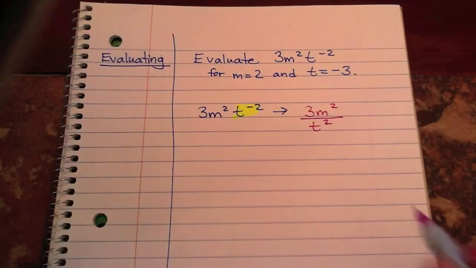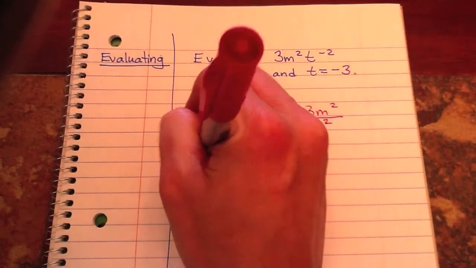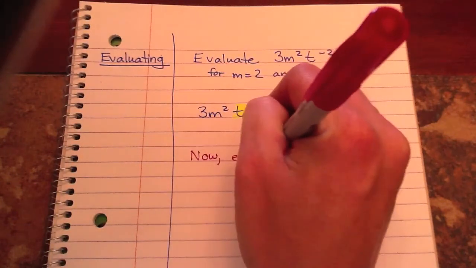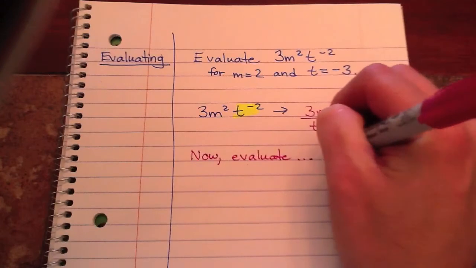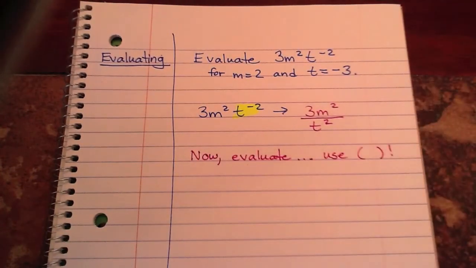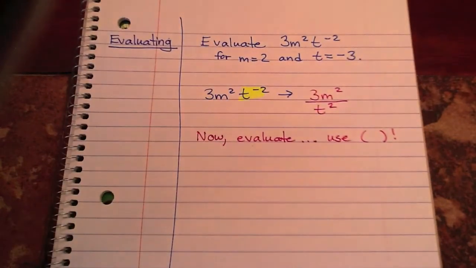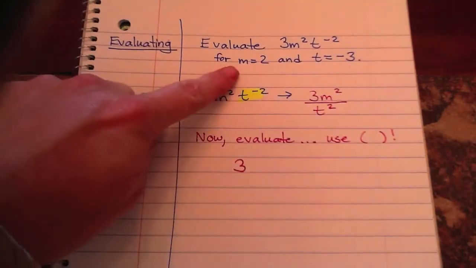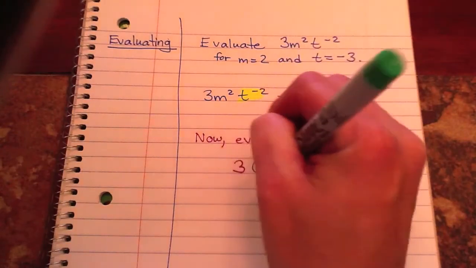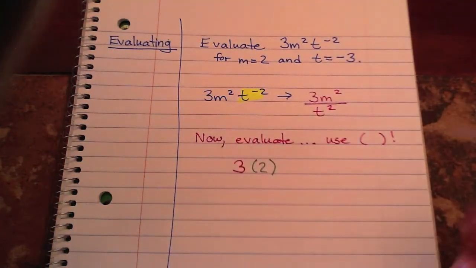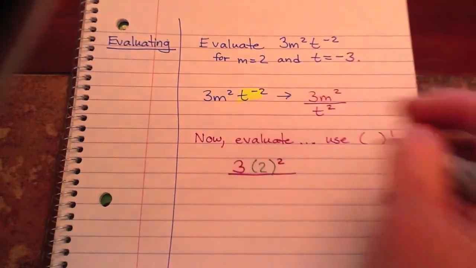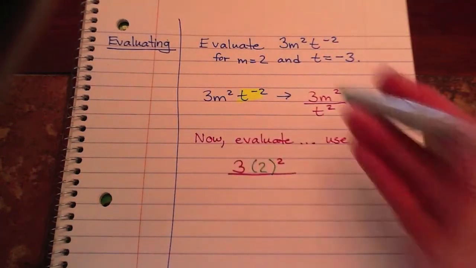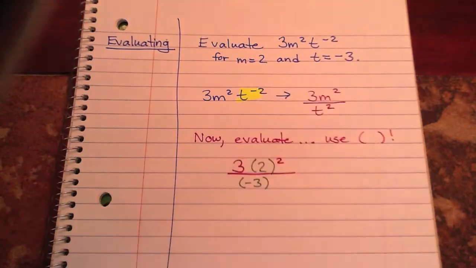Okay, once you have an expression to use, now you're going to evaluate. Don't forget, use parentheses. You have to use parentheses when you plug in values. Otherwise it changes things. So I have 3 and m is equal to 2. So I'm going to plug in 2 squared over t, which is negative 3 squared.